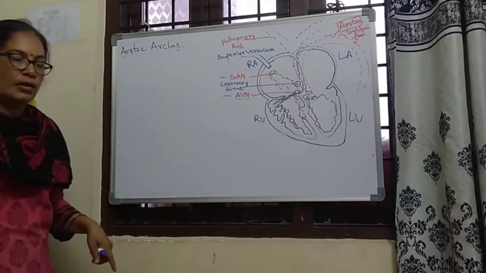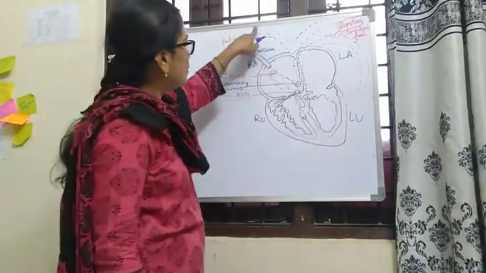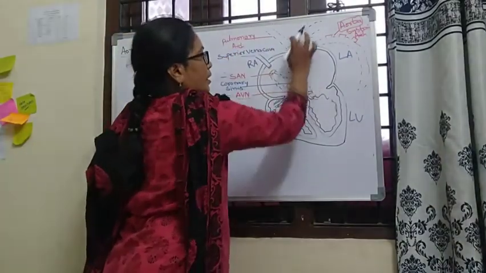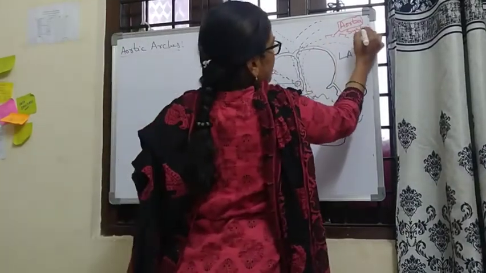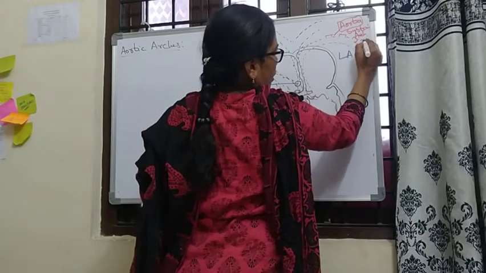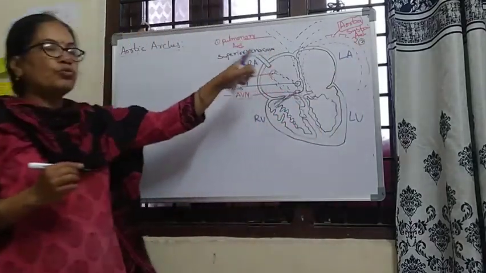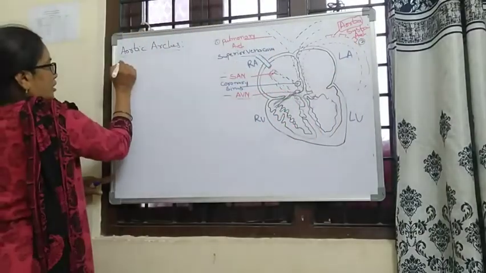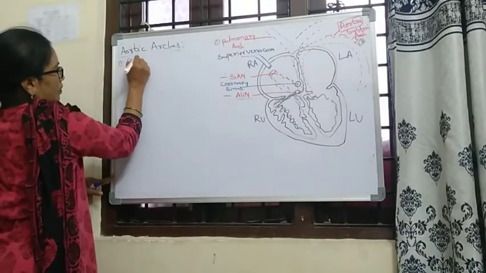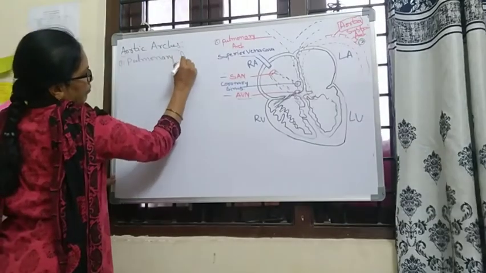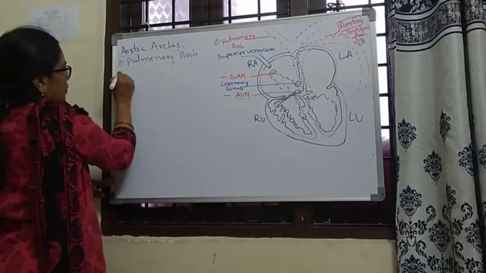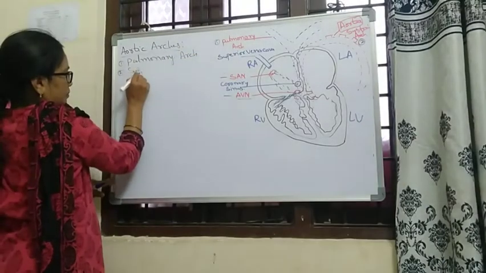About the aortic arches. Here we can see these arches. This is called the pulmonary arch, and next is the systemic arch, or aorta. Here two arches are there. What are they? Pulmonary arch and systemic arch.